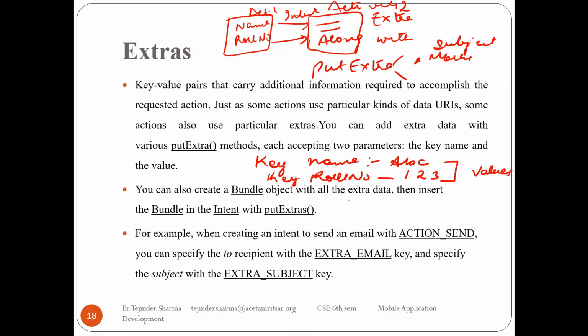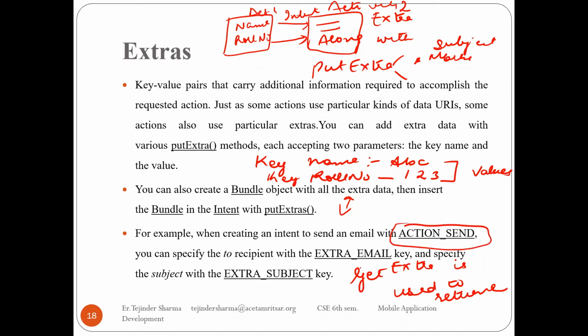You can do the same thing using the bundle object and get extra method. It is used to retrieve the data from the activity. That means if I want to get the value of name and roll number, I can get it with the help of the get extra method. Now, for example, if I want to send an email, my action would be send, because I want to send an email. What do I want to send?